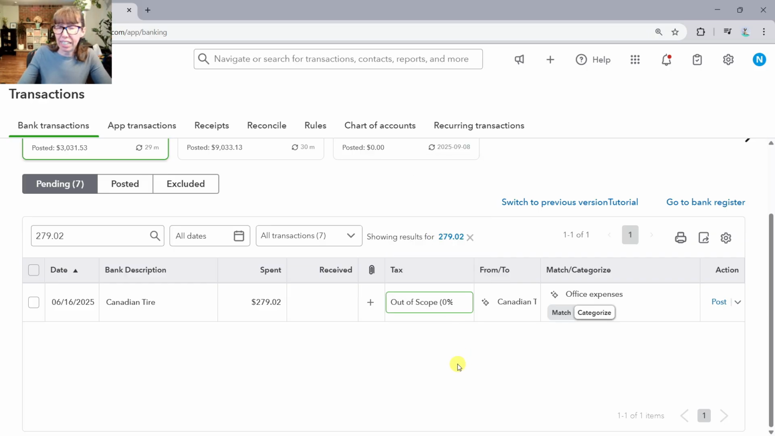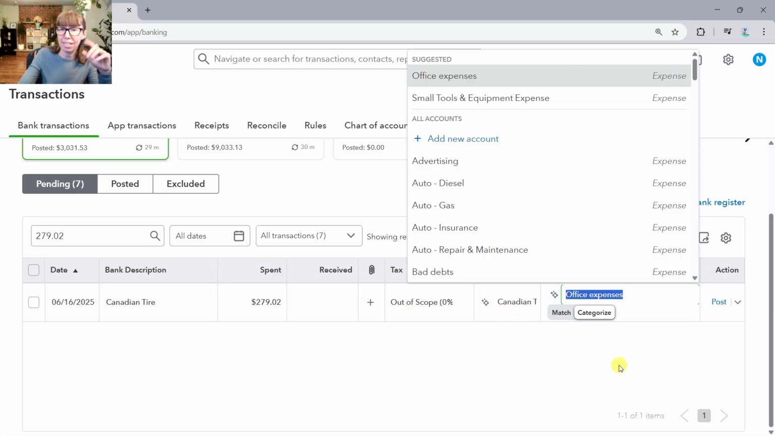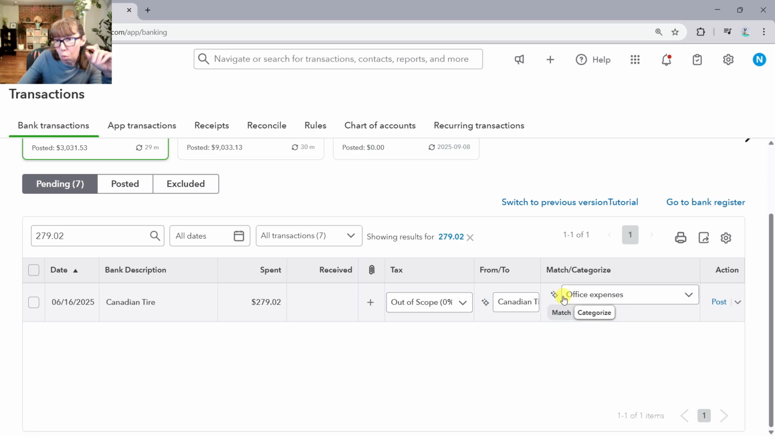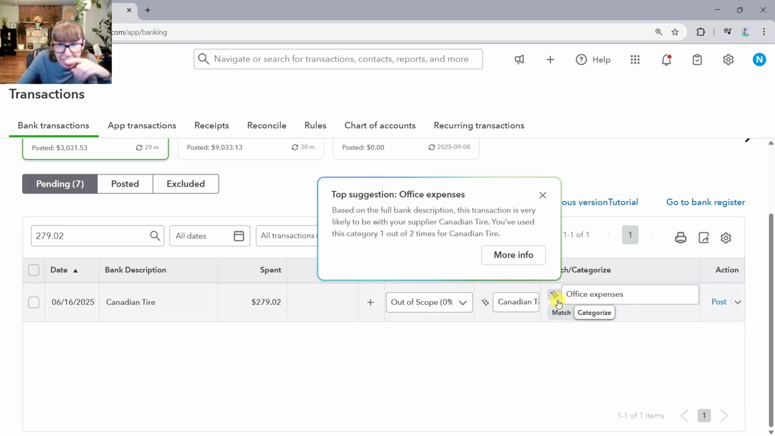We cannot claim any HST on purchases that are not related to business expenses. So this is out of scope. It is Cdn Tire. It's not office expenses. Okay, let's just take a look. Why does it think the Cdn Tire is office expenses? Let's just see what it says. Based on the full bank description, this transaction is very likely to be with your supplier, Cdn Tire. Yes. You've used this category 1 out of 2 times for the Cdn Tire.